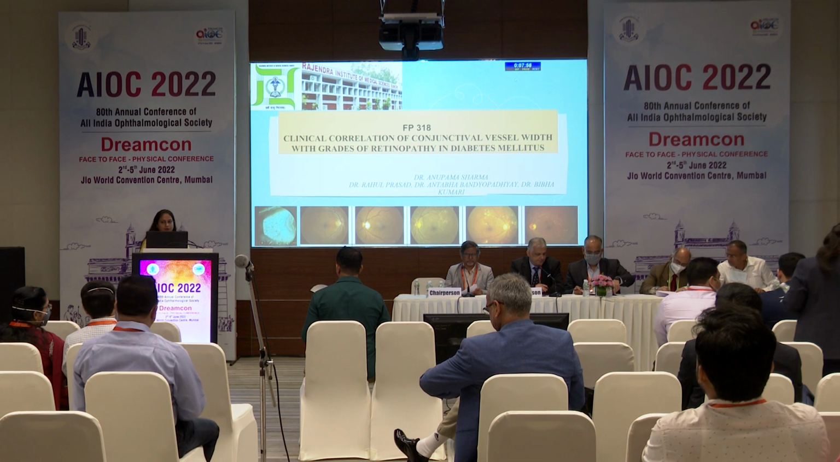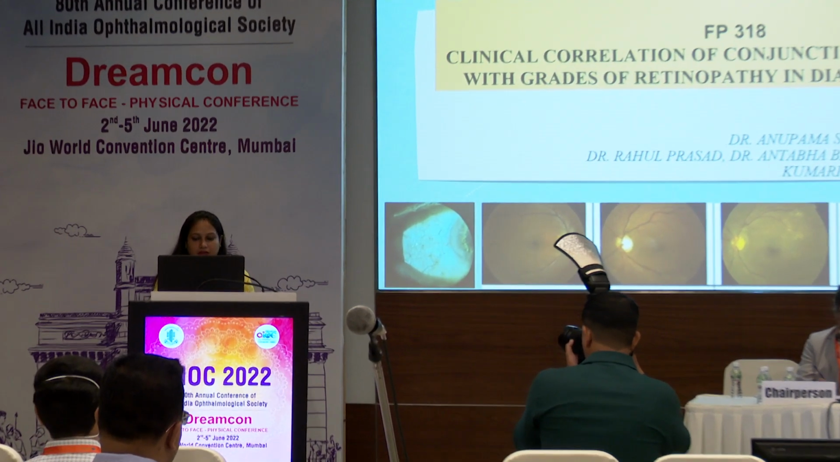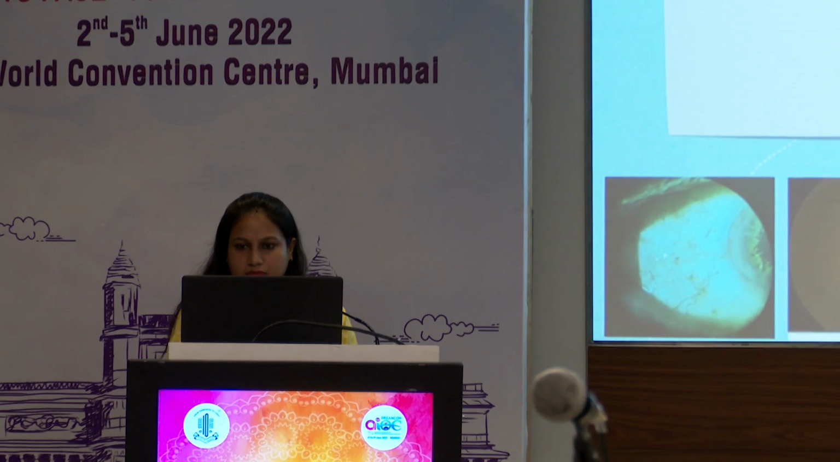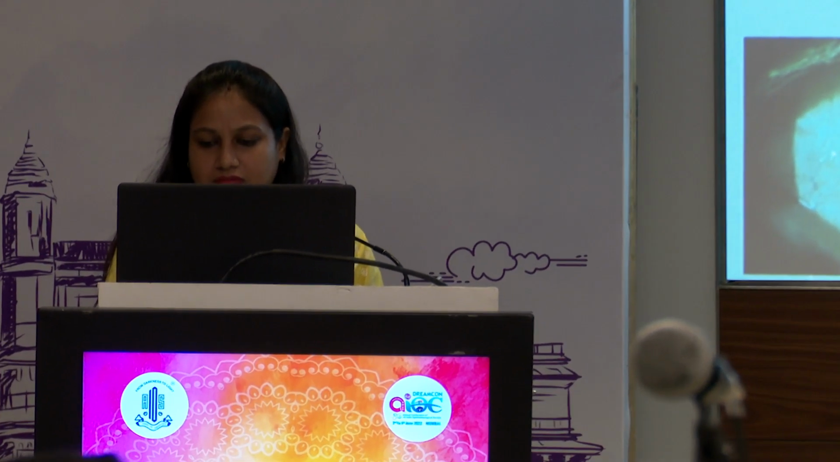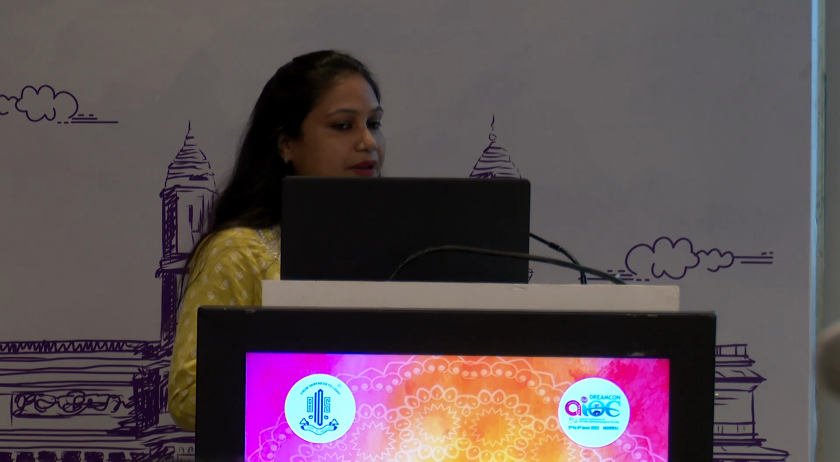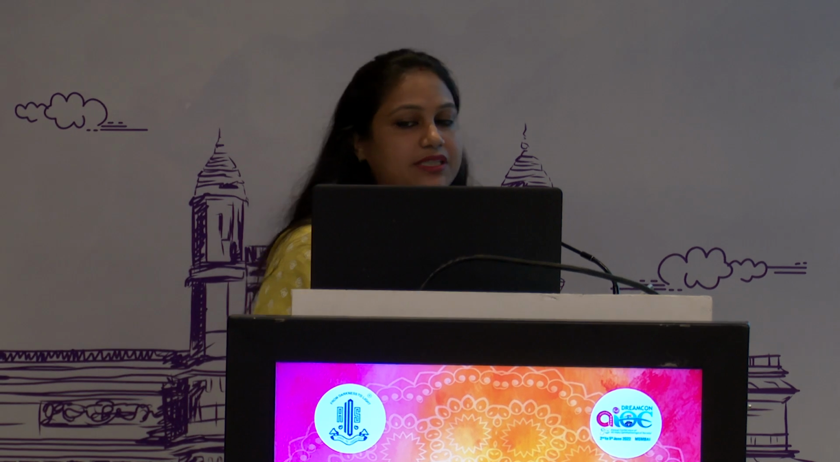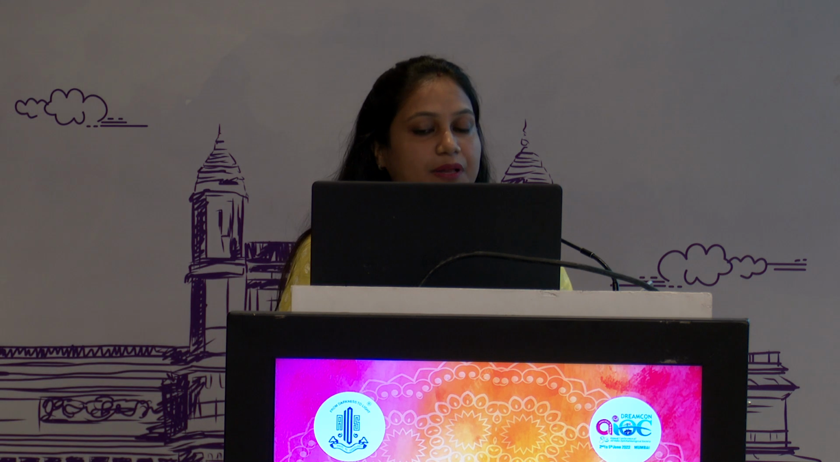Very good morning to all of you. Today I'm here with my study on clinical correlation of conjunctival vessel width with the grades of retinopathy in diabetes mellitus. As we all know, diabetes is a chronic progressive metabolic disorder with various microvascular and macrovascular complications. It has emerged as a leading cause of blindness. However, blindness due to diabetic retinopathy is highly preventable if early detection and timely intervention is initiated. The vascular complications related to diabetes do not present themselves until significant microvascular damage has already occurred.